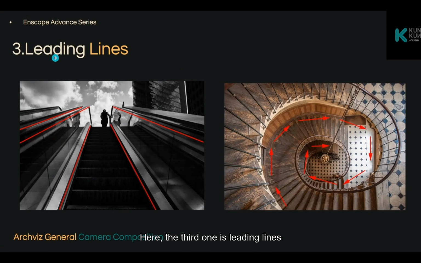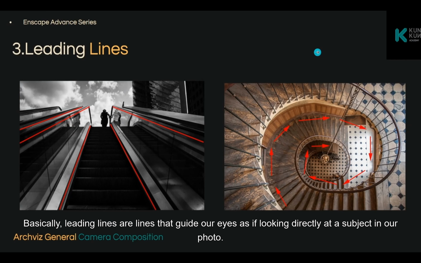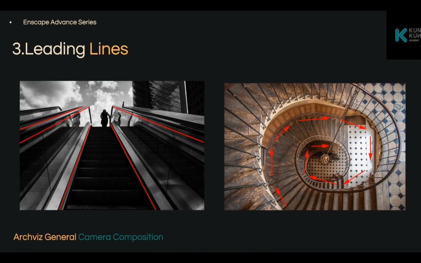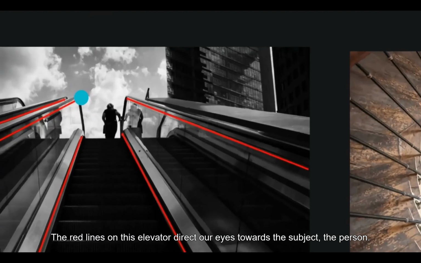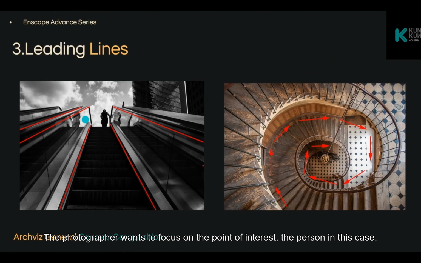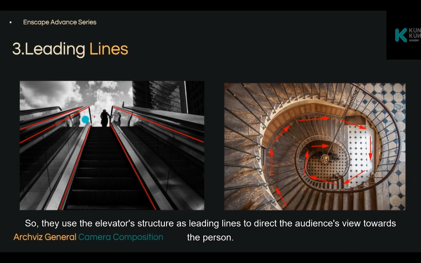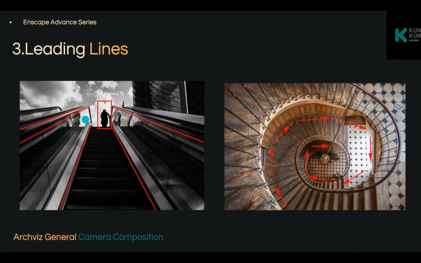Here, the third one is leading lines. For those who are new here, this may sound unfamiliar. Basically, leading lines are lines that guide our eyes as if looking directly at a subject in our photo or point of interest. One example is in this photo. The red lines on this elevator direct our eyes towards the subject, the person. The photographer wants to focus on the point of interest, the person in this case. So, they use the elevator's structure as leading lines to direct the audience's view towards the person, because the photographer wants to emphasize this person.